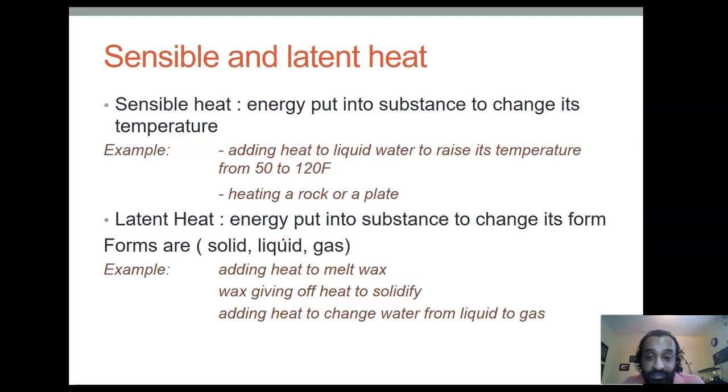Adding heat to melt wax, wax giving off heat to solidify. These are all forms of latent heat. So again, take a minute to try to understand what that means. Temperature you can measure, and heat that you can measure because it changes temperature, and heat that you cannot measure because it's changing phase. Why is this important again? It's important because this is used in designing an air conditioner.